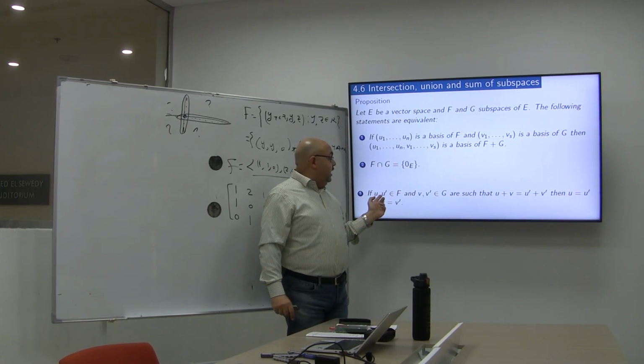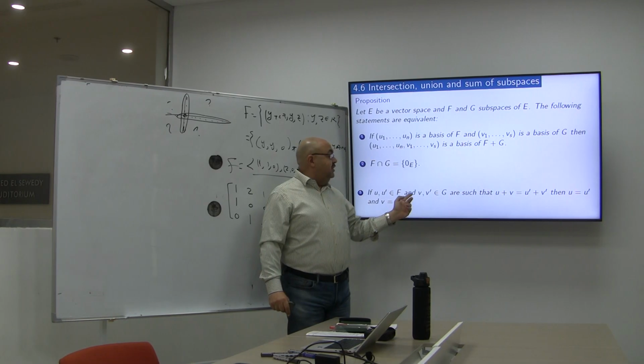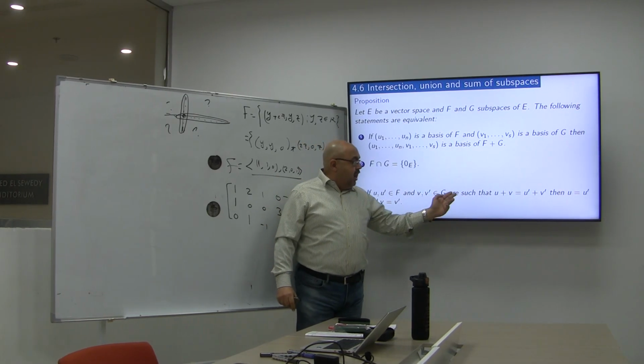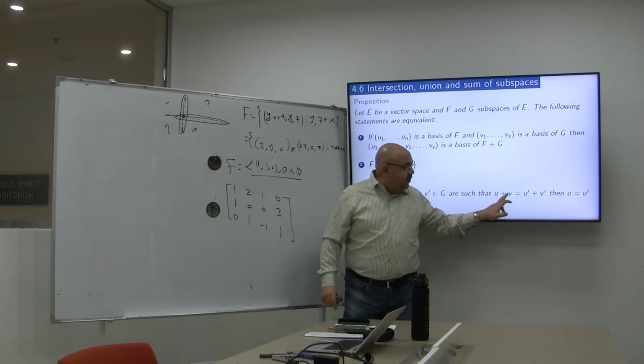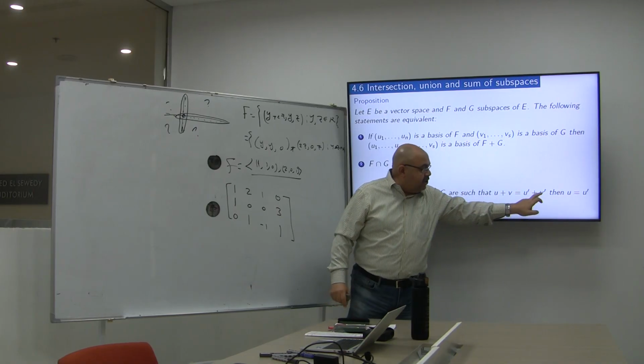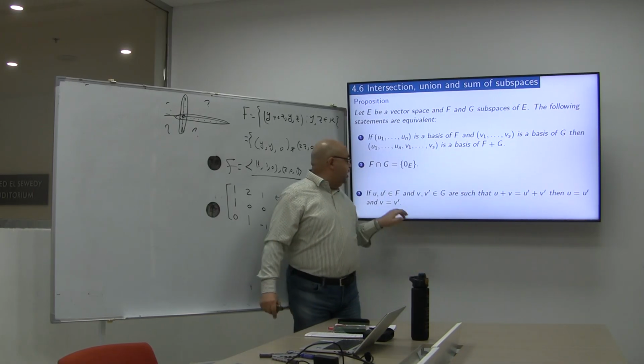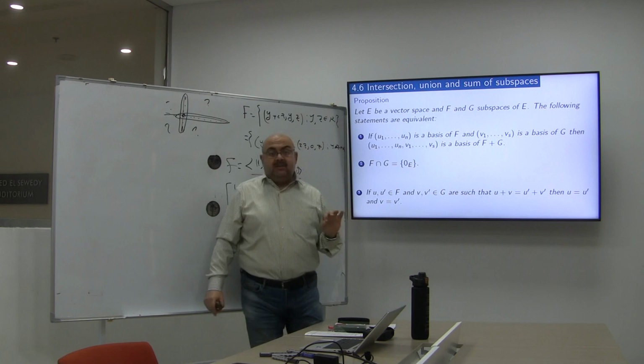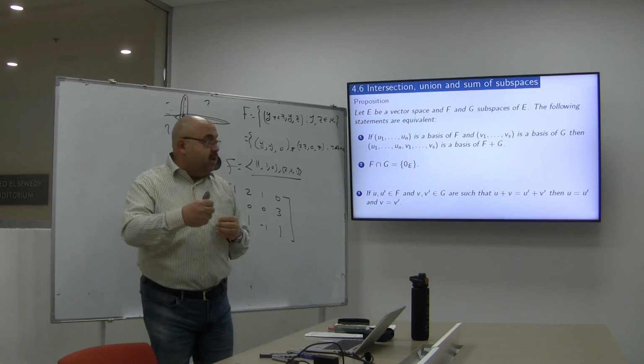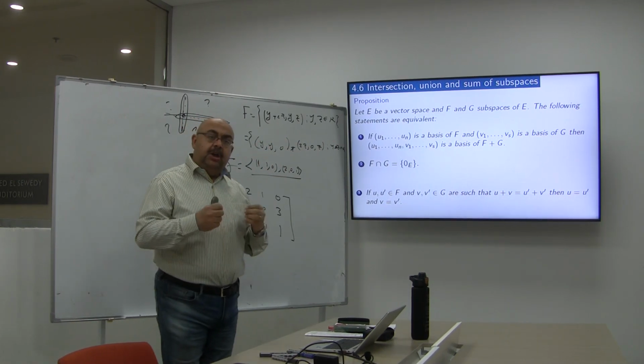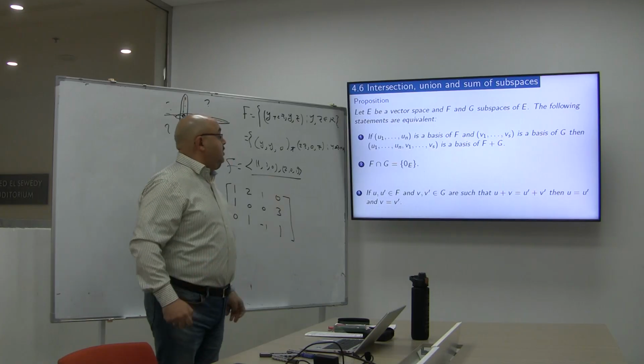If U and U dash belong to F and V and V dash belong to G are such that U plus V is equal to U dash plus V dash, then U is equal to U dash and V is equal to V dash. That's the condition for the equating of vectors in both subvector spaces.